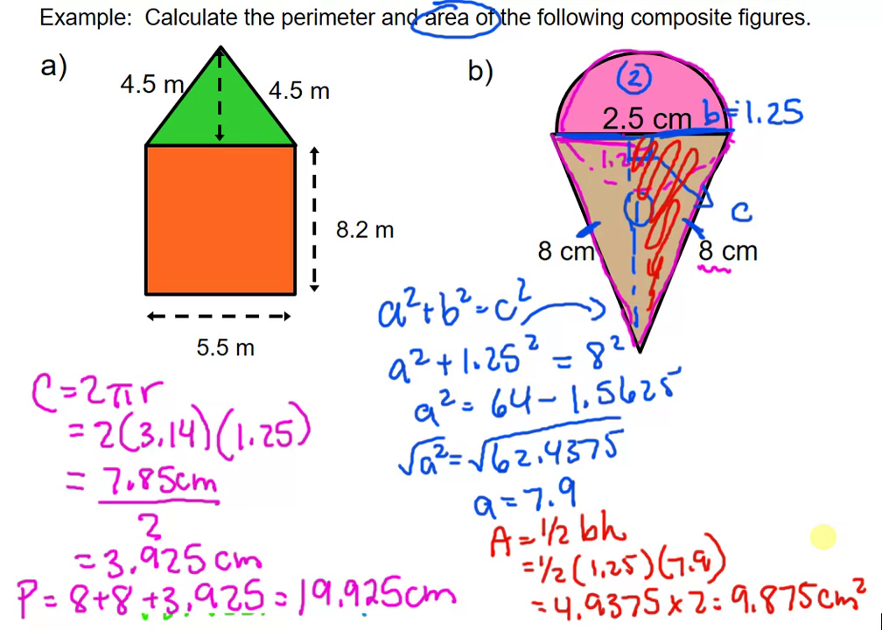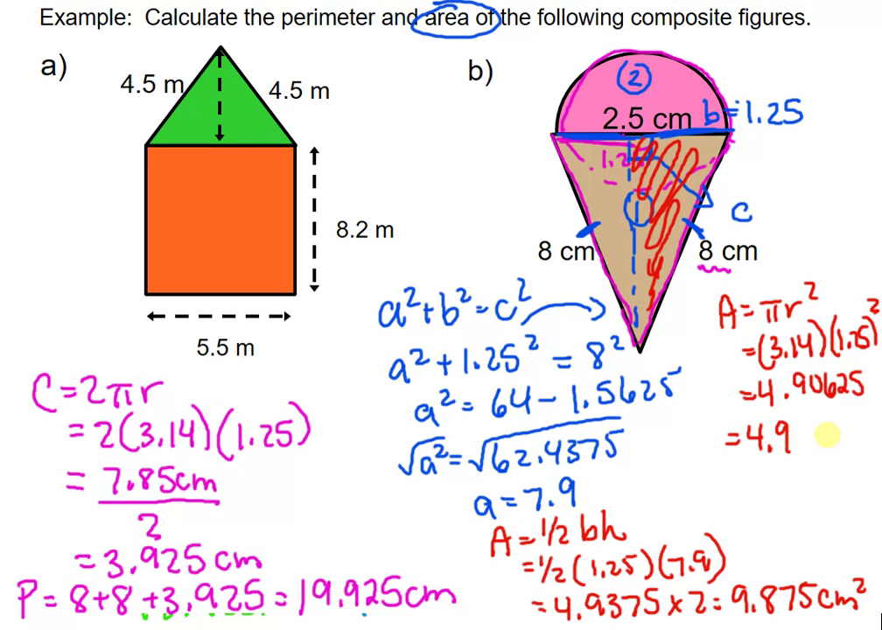Okay. Now for the circle, we have a semicircle. The area of a circle is pi r squared. So we know it's 3.14, then we take our r, which is 1.25, and we square the 1.25. Okay, 3.14 times 1.25 squared is 4.90625. A little ugly, let's just say 4.9. And that is centimeters squared.